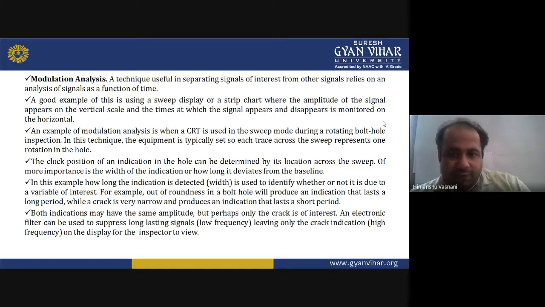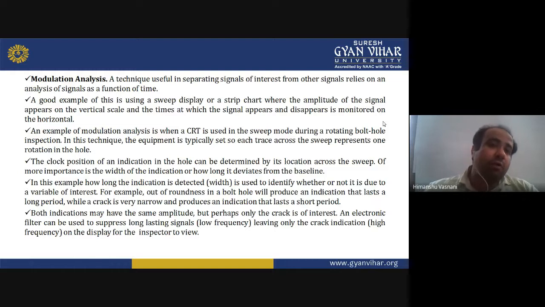So here, our interest is to find the crack. Our interest is not to find the bolt hole. We need to find the crack first. So we use a filter that we just studied in the previous slide to suppress the long-lasting signals, that is low frequency, leaving only the crack indication, high frequency, on the display for the inspector to view. In this way, we go for modulation analysis.